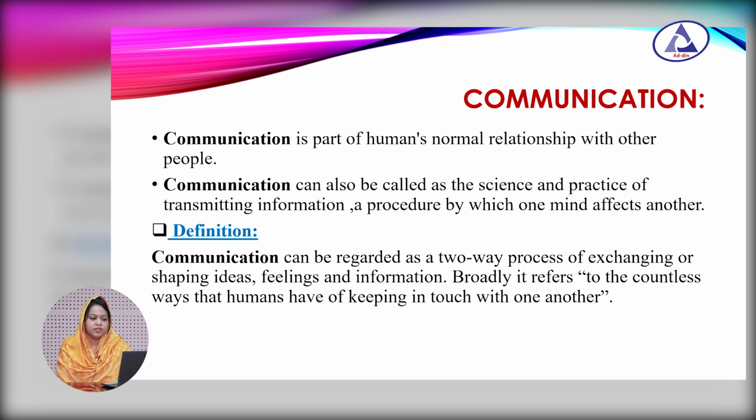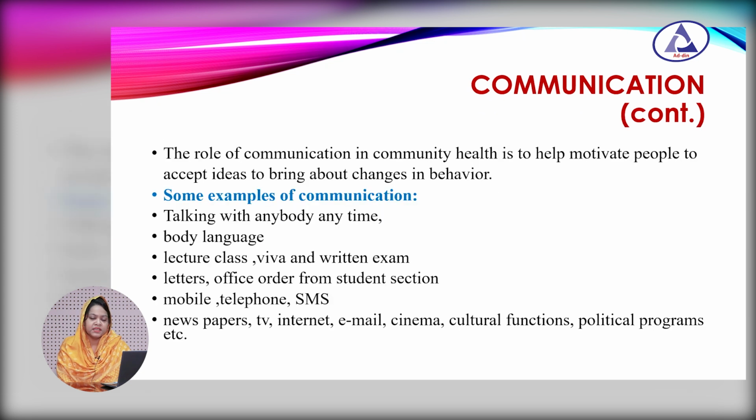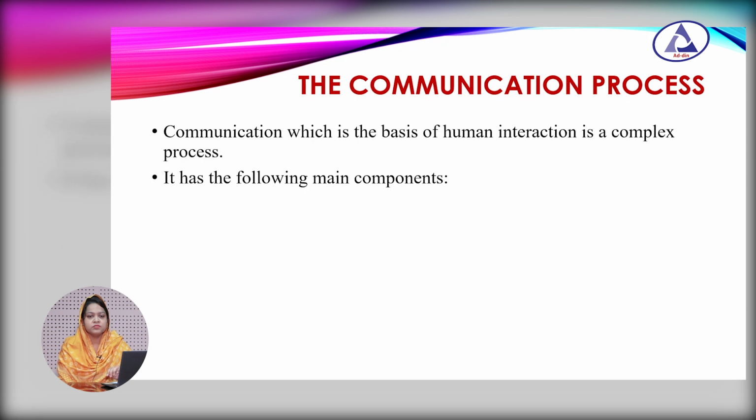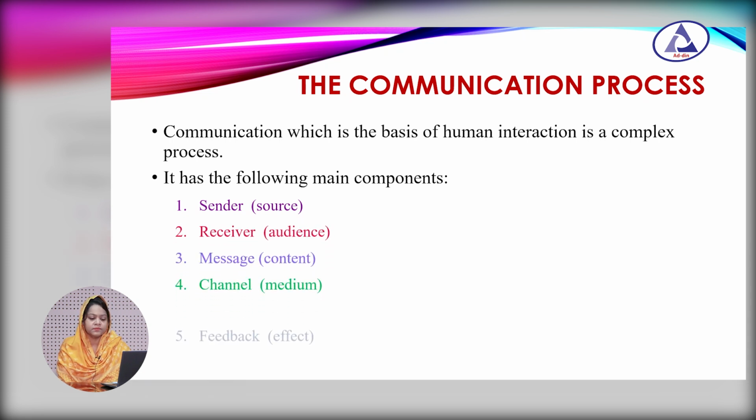Our ability to influence others depends on our communication skills like speaking, writing, listening, reading and reasoning. Now let's discuss the communication process. In the communication process, actually there are 5 main components: sender, receiver, message, channel and feedback. The communication process is a cyclic process that starts with the sender and also ends with the sender, with receiving the feedback from the receiver.